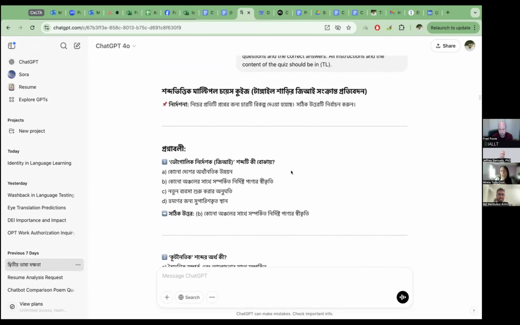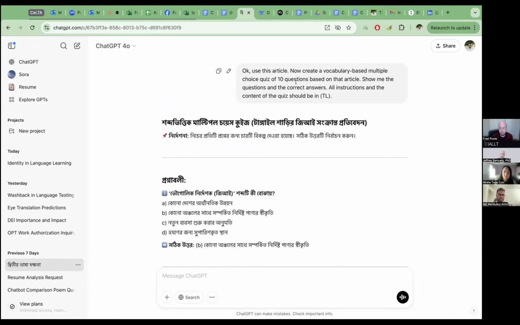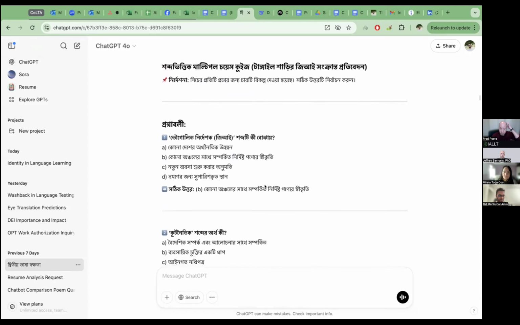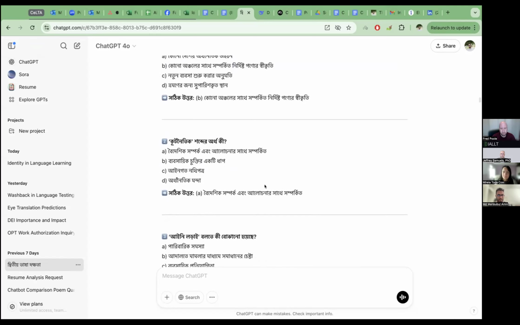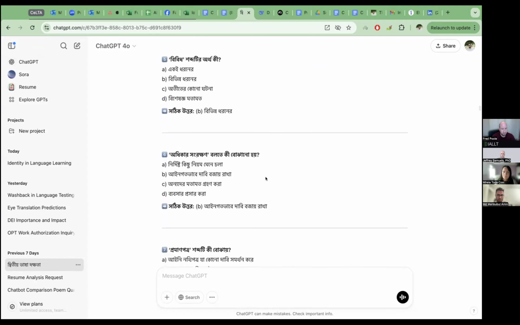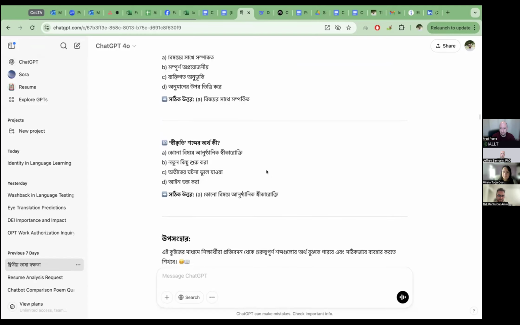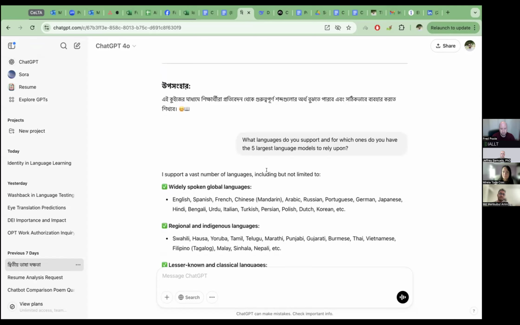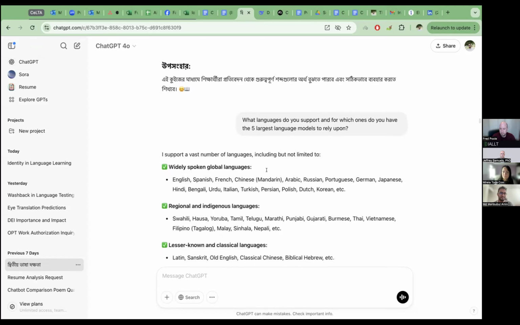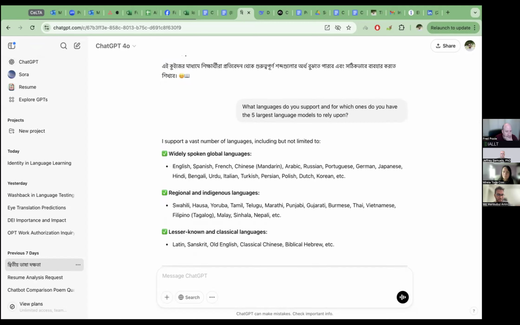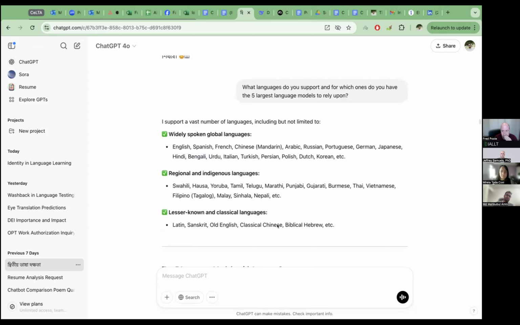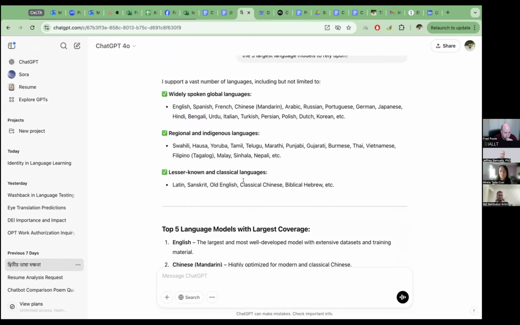I told it to create a quiz of 10 multiple choice questions, and it did a pretty good job with that. All of them were accurate. And then, what languages do you support? English, French. It included Bengali as well, widely spoken, and they said they also support the regional indigenous languages as well. It was surprising. Maybe lesser known languages.